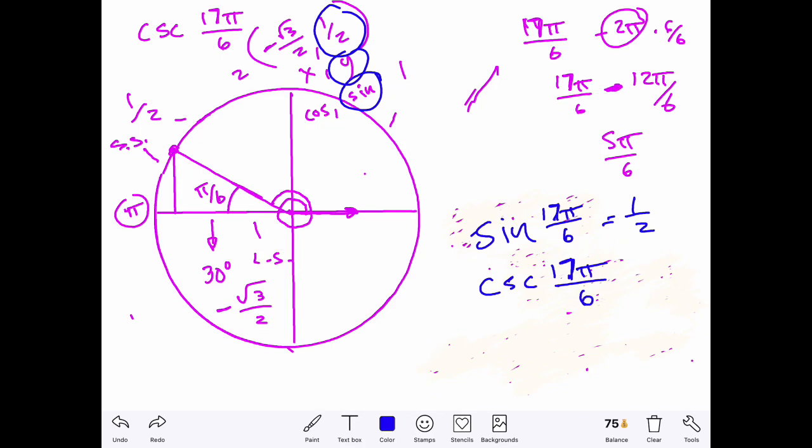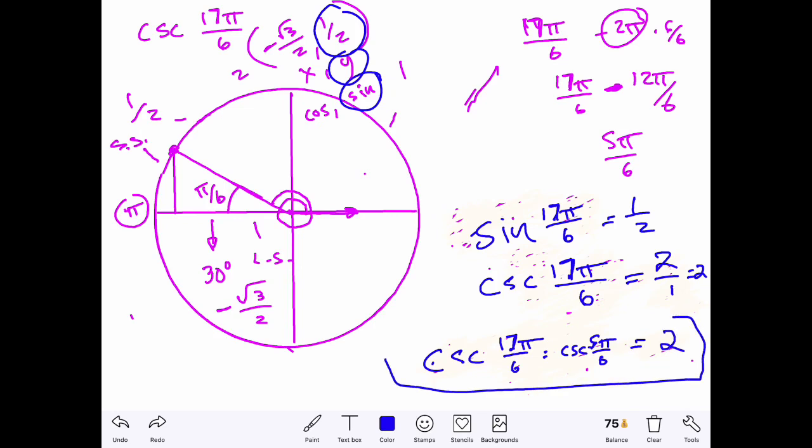And hence cosecant of 17 pi over 6 would just be sine done what? Well, flipped over, 2 over 1, which is 2. So the cosecant of 17 pi over 6, which is the same as the cosecant of 5 pi over 6, because we just took out 1 revolution, or 2 pi, from that 17 pi over 6, equals 2. Box it in, that's my answer.